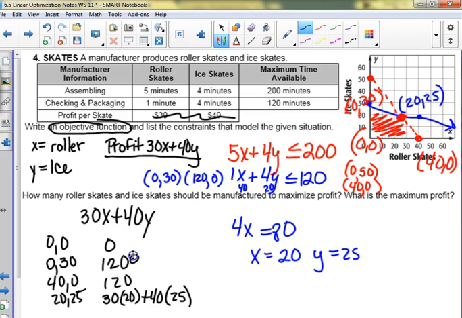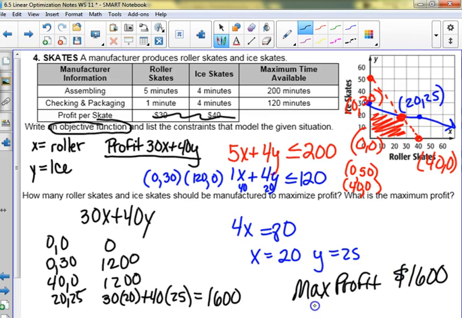This needs more zeros. Aren't these 1200? Thanks. And this one is 600 plus, is it 1600? Okay. I don't multiply well. It's not a requirement. Okay, so what is the maximum profit? $1,600 if we make what? 20 roller and 25 ice skates.